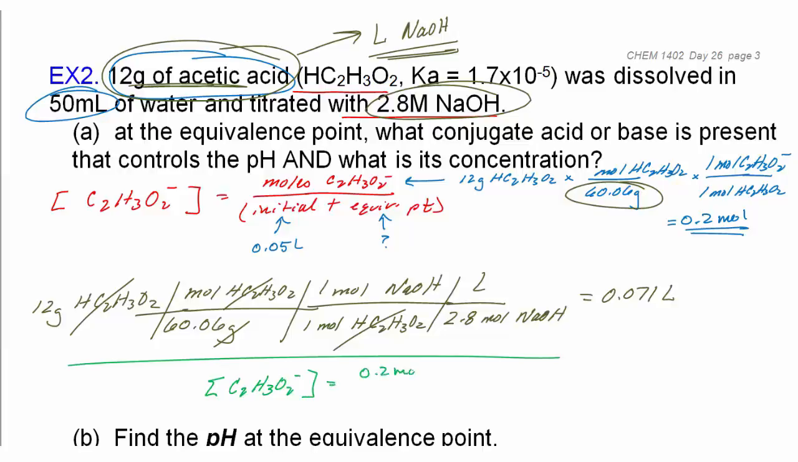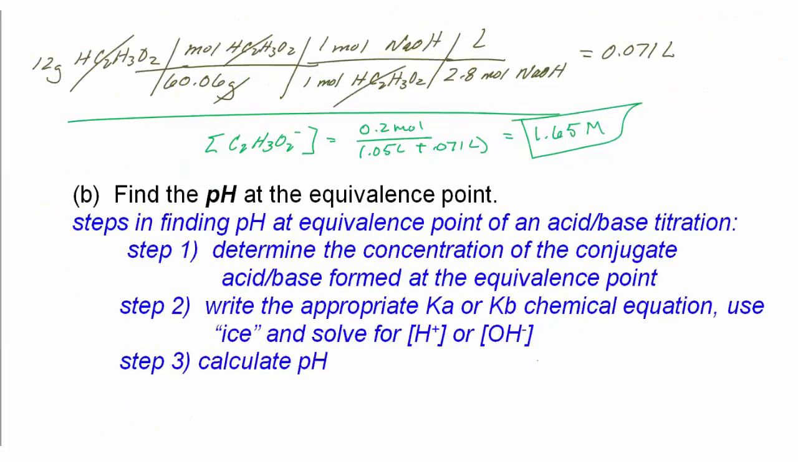0.2 moles divided by 0.05 liters plus 0.071 liters. 0.2 divided by parentheses 0.05 plus 0.071, 1.65 molar acetate. Okay. Find the pH at the equivalence point.